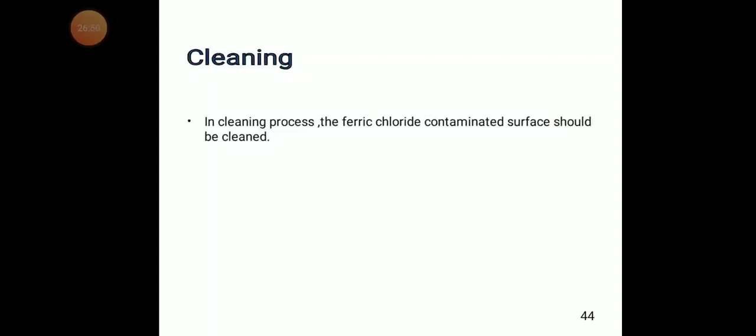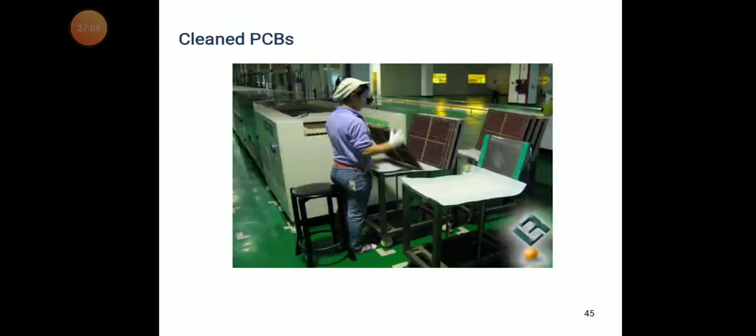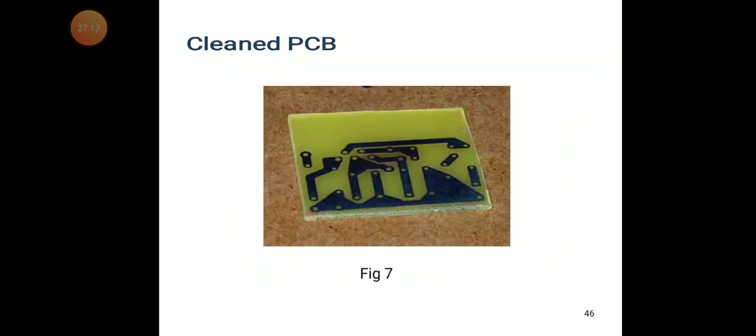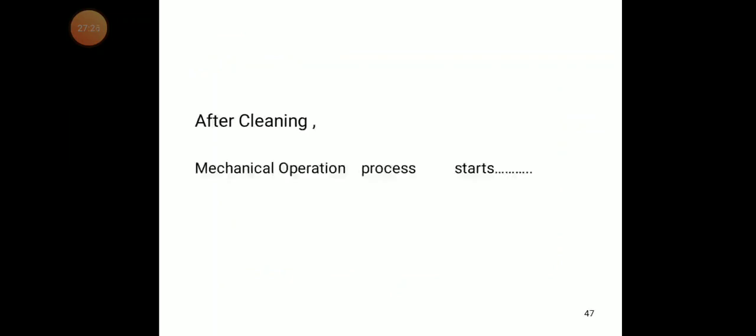In the cleaning process, the ferric chloride contaminated surface should be cleaned. By using the etchant we remove the unwanted copper, but it may also add some slurries on the board that should be removed in the cleaning process. How they are cleaning, you can see in the visual. Here are cleaned PCBs, where we get the detailed copper clad conducting pattern.